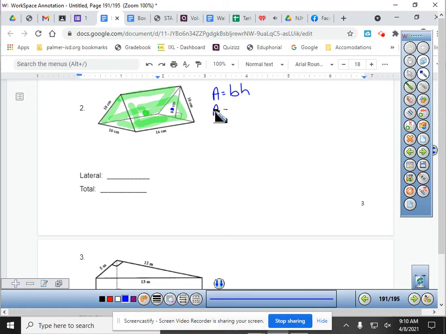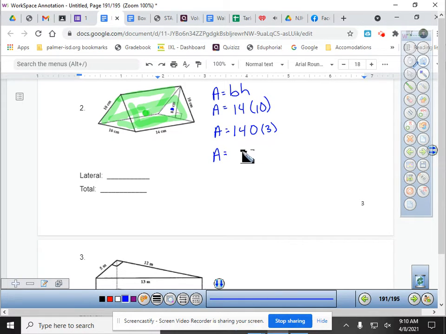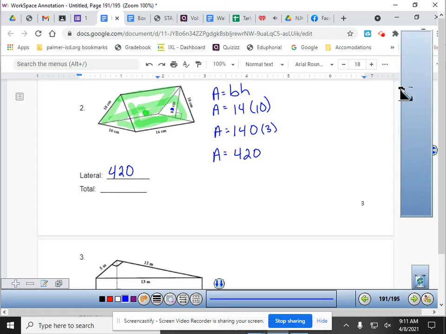Write it down. What is the measurement of the base? 14. And what is the measurement of the height of the rectangle? 8. The height of the rectangle. It's 10. And what is 14 times 10? 140. But how many are there? There are 3. So we got to multiply it times 3. 420. So the lateral surface area is 420. Are we good? Now we have to find what? The what?